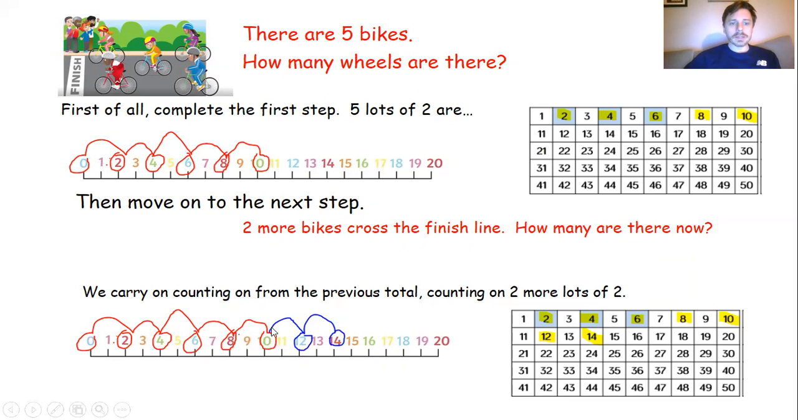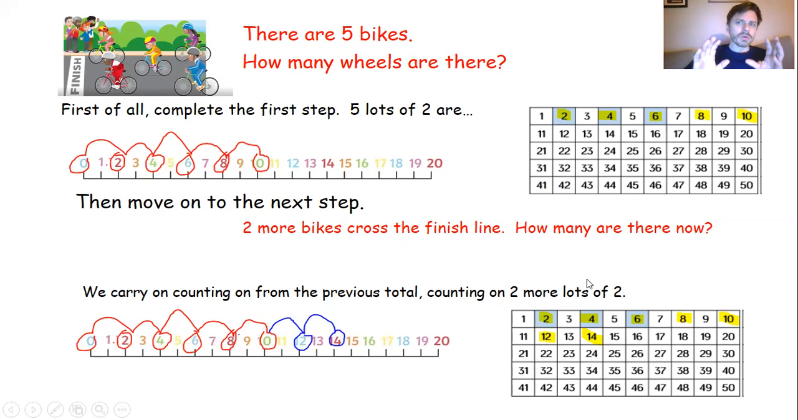So what I've done is I've carried on then. So the blue representing the 2 other bikes across the finish line. So I knew that because I did the first part, 5 lots of 2 are 10. And then what I did is then counted on the extra 2 bikes that went over the finish line, and that got me to, let's see if I'm right, 2, 4, 6, 8, 10, 12, 14.